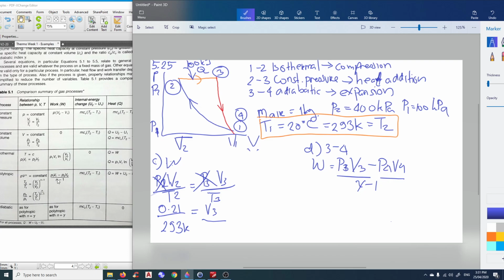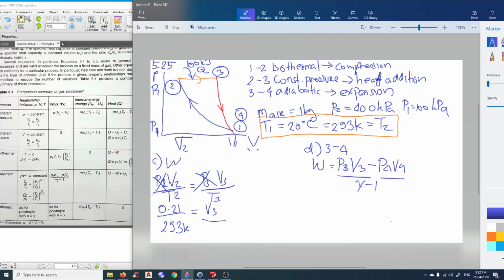So what do we know here? We know P4 equal to P1, which is 100 kPa. We need to find V4. We need to find V3. We know P3 equal to P2, which is 400 kPa. So to find that, we need to use this formula. Let's find V3 first.